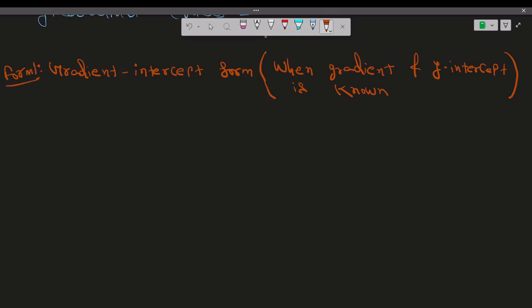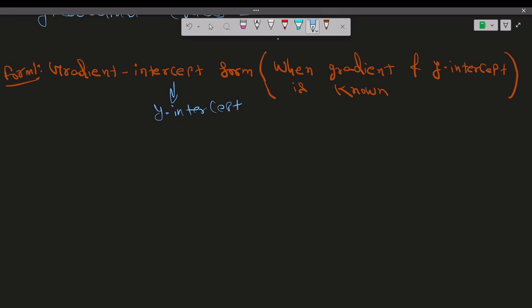Form 1 is called gradient intercept form, and we will use this form to find the equation of a line when we know the gradient and y-intercept of the line. Here intercept means y-intercept. What does intercept mean? Intercept always means y-intercept only. And what does y-intercept mean? Y-intercept means the point where the line cuts the y-axis. The point where the line cuts the y-axis is called the y-intercept.